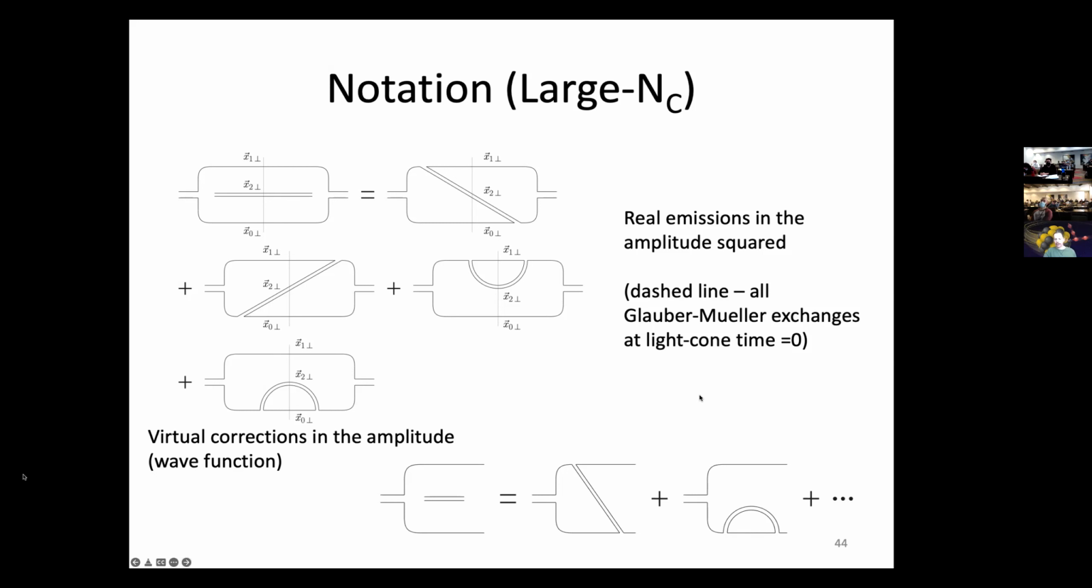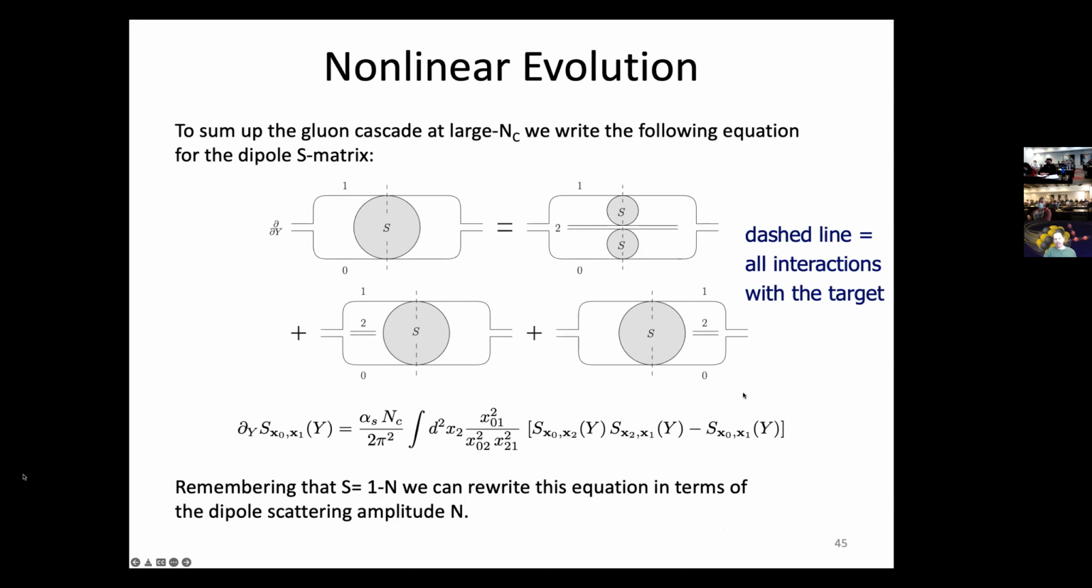So you have all that notation, and now we can write down an evolution equation for something called the S matrix. The S matrix is 1 minus the scattering amplitude. So loosely speaking, remember the S matrix is 1 plus iT, where T is the T matrix. The dipole amplitude N is really the imaginary part of the T matrix, and that's the one that dominates in high energy scattering. So the S matrix can be written as 1 minus N. Anyway, the evolution equation one writes is as follows.